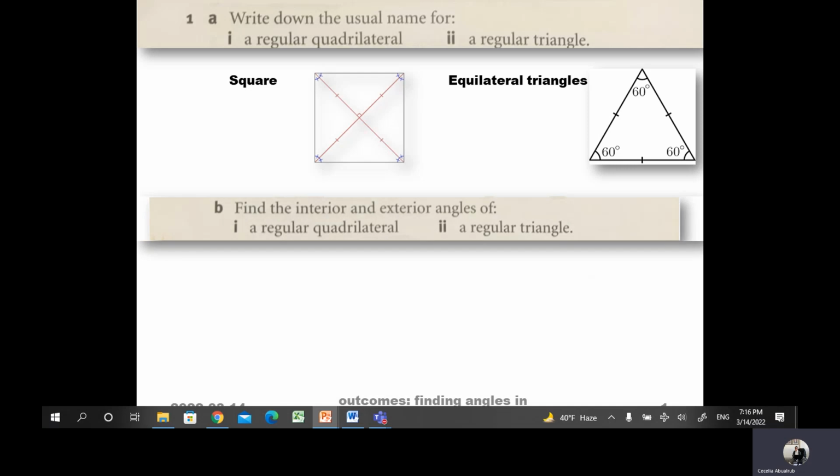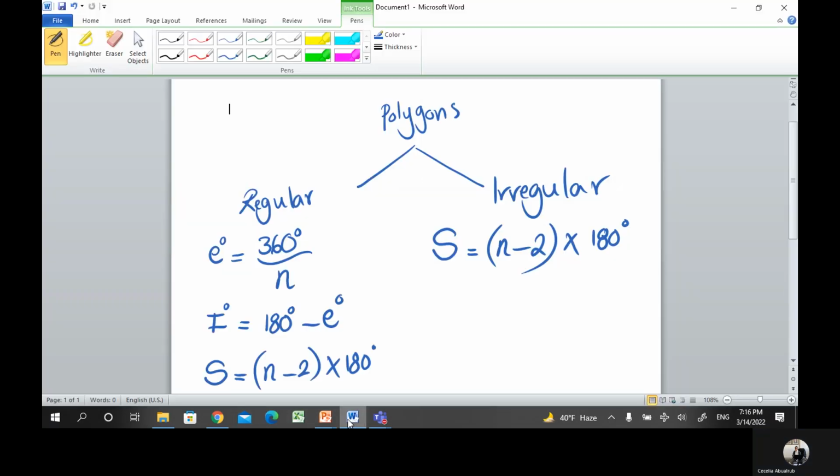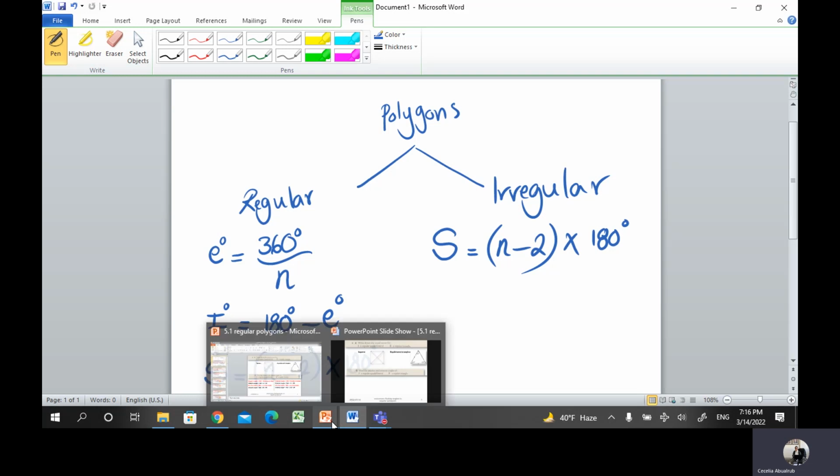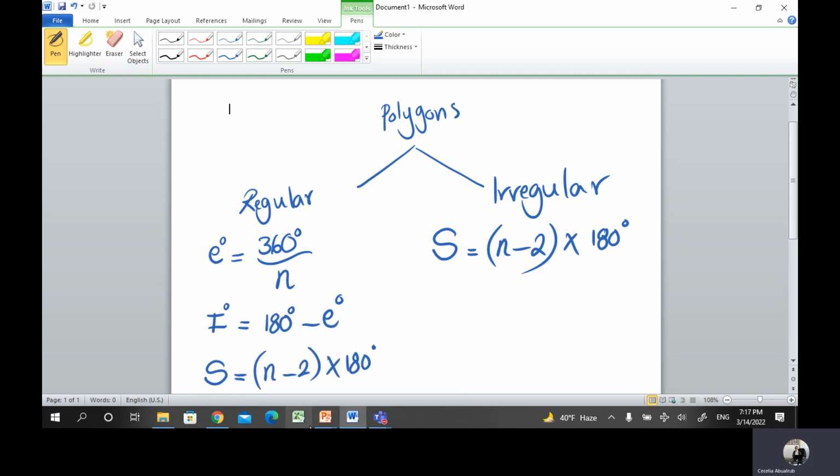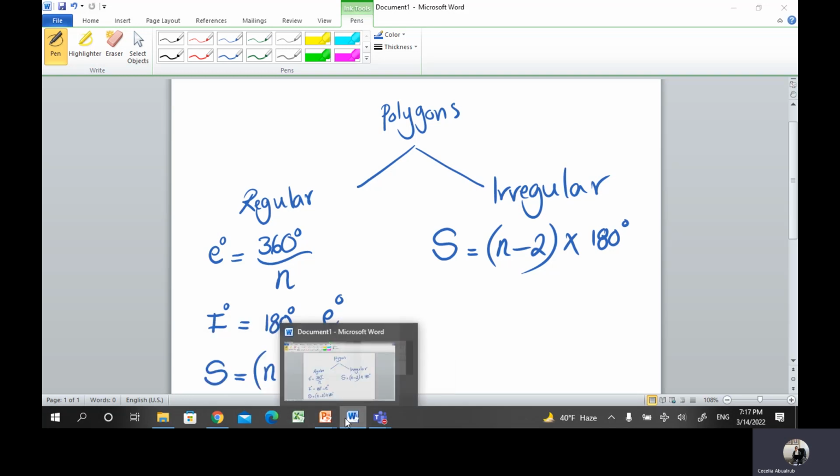Find the interior and exterior angles of a regular quadrilateral and a regular triangle. So we're going to use the rule, if you remember from here, when we wrote them, E is equal to 360 over N. In a regular quadrilateral, there are 4 sides, so the exterior angle will be 360 divided by 4. And as for the equilateral, we have 3 sides, so the exterior angle will be 360 over 3.